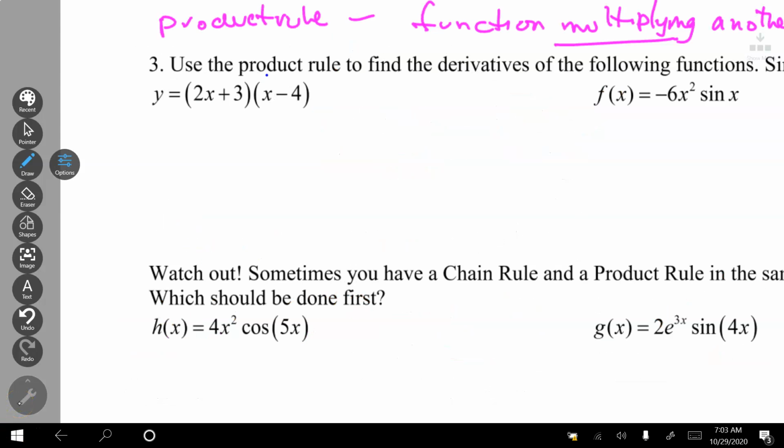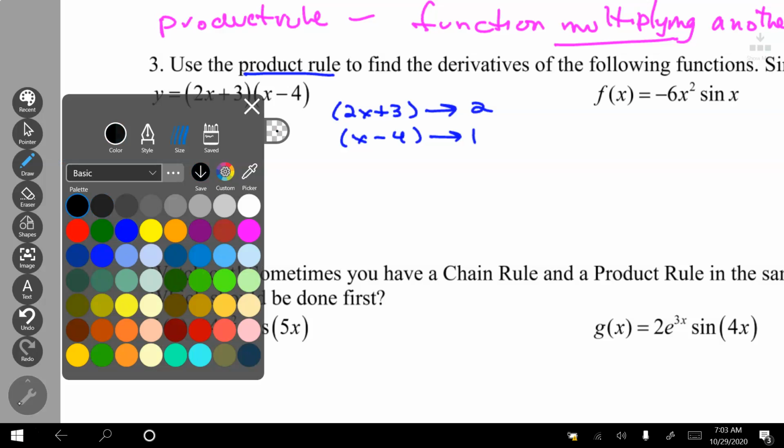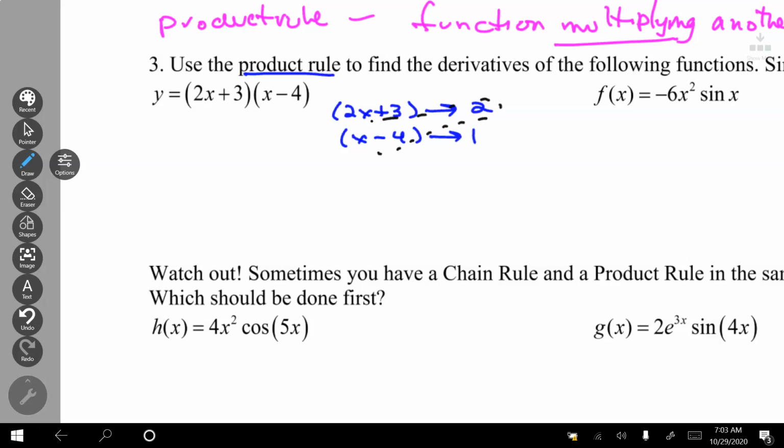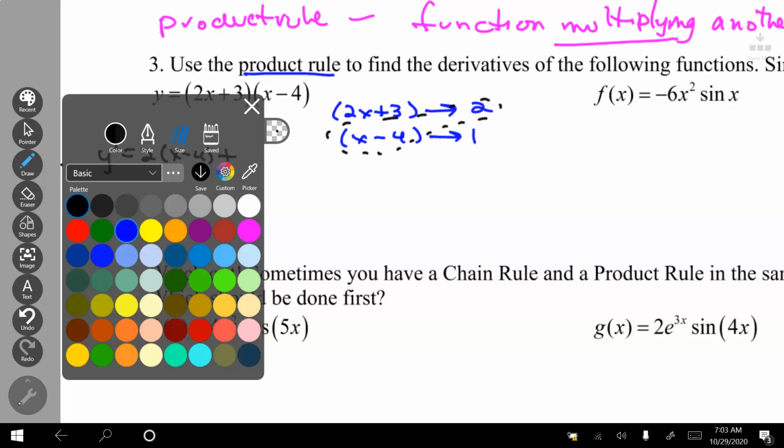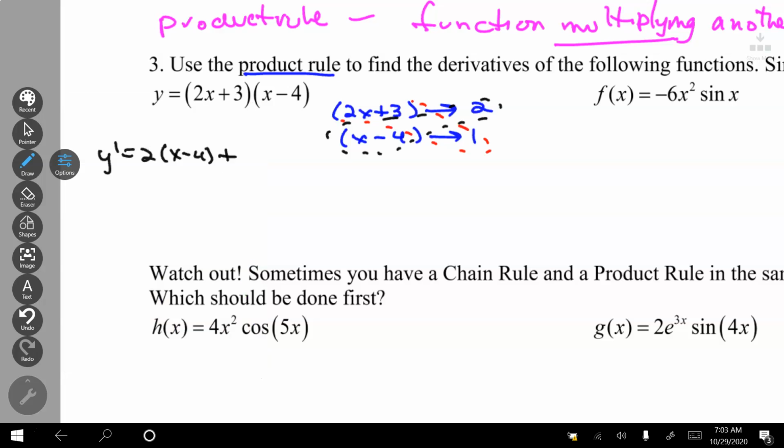So if I set this up as a product rule, my first function is 2x plus 3, and its derivative is just 2. The second function is x minus 4. Its derivative is just 1. Notice I put parentheses around things when it's more than one term. I'm going to do my crisscross. I'm going to do this way first. Y prime equals 2, parentheses x minus 4, plus, now we'll do the other way, 1, parentheses 2x plus 3. I'm going to clean this up, I get 2x minus 8 plus 2x plus 3.